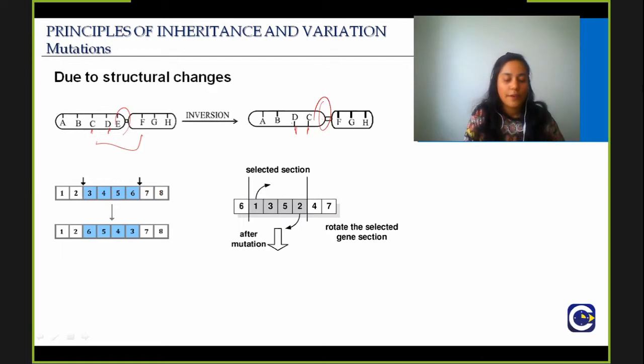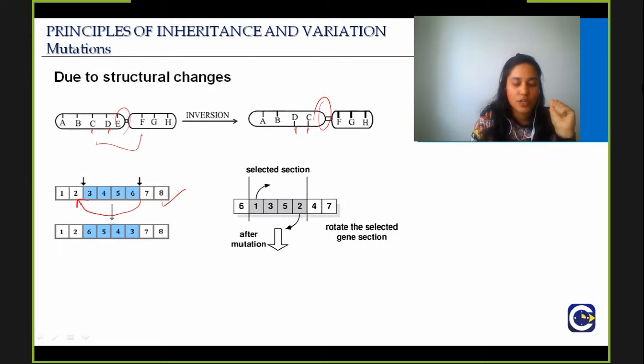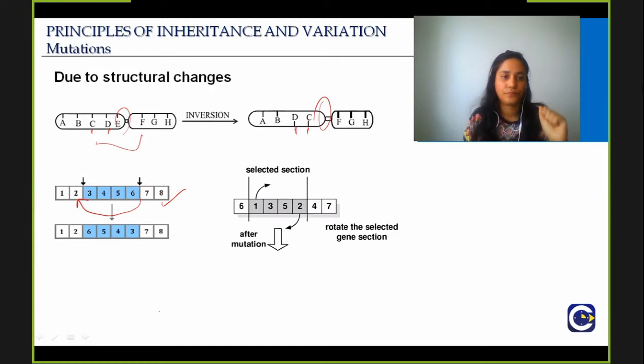Deficiency. If you did not get it, let's look at this. This is a normal gene sequence: 1, 2, 3, 4, 5, 6, 7, 8. Counting we all know very well. Now you see these two arrows. These are the points where inversion takes place, and that is why now it is changed. So now it is 1, 2, 6, 5, 4, 3, 7, 8.